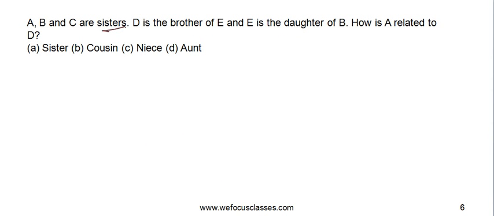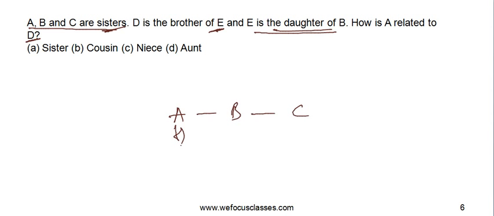A, B and C are sisters. D is the brother of E and E is the daughter of B. How is A related to D? See, A, B, C are sisters, so A, B, C are the same generation. All are females only.